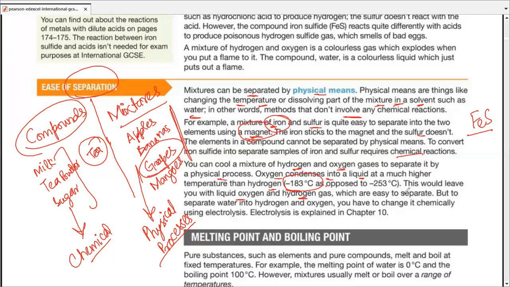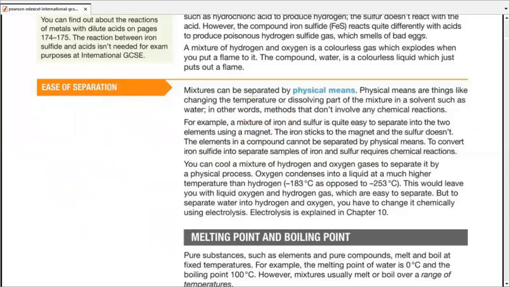Can you explain this again? Yeah, it's pretty easy to explain if you draw a diagram. Let me draw one for you. Now, what we are going to do is that we're going to have a mixture of hydrogen and oxygen. So I'm going to draw a little bit of diagrams for you. You'd know what I'm talking about.